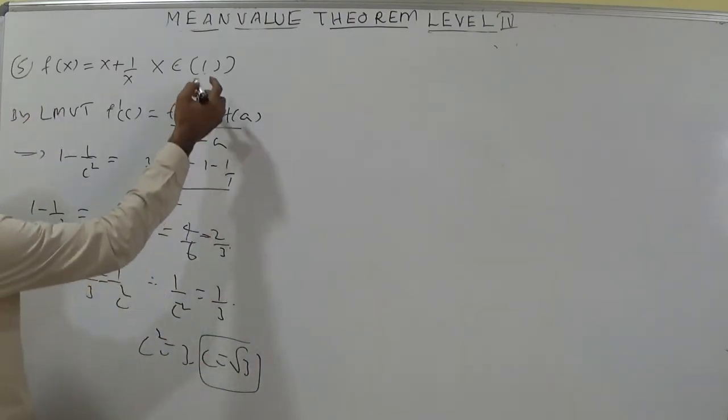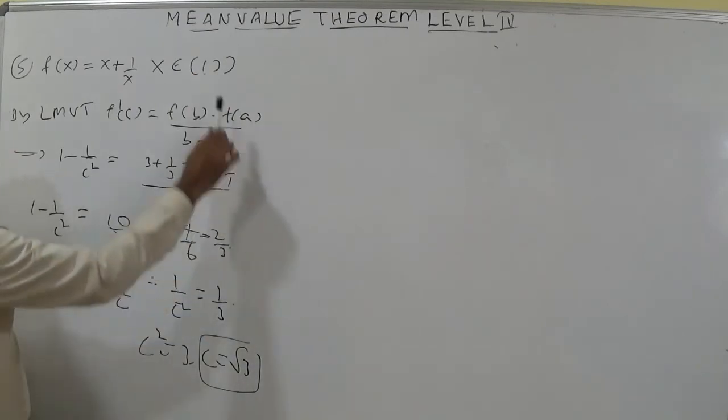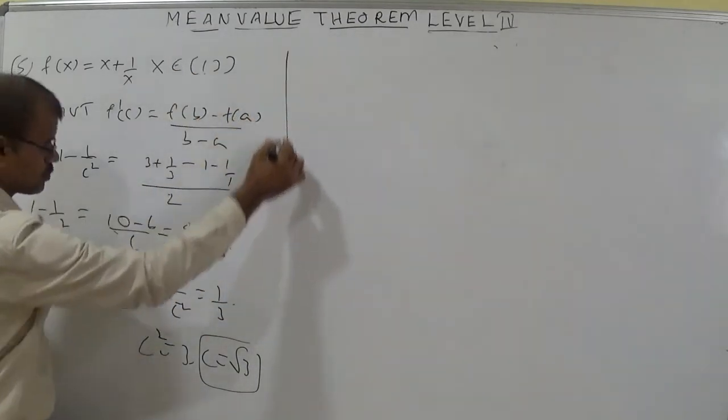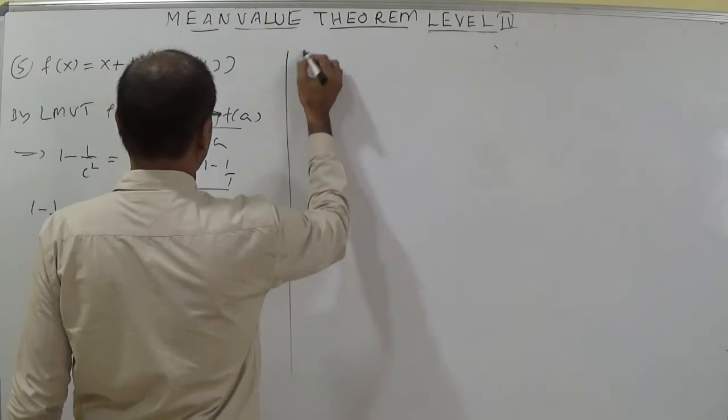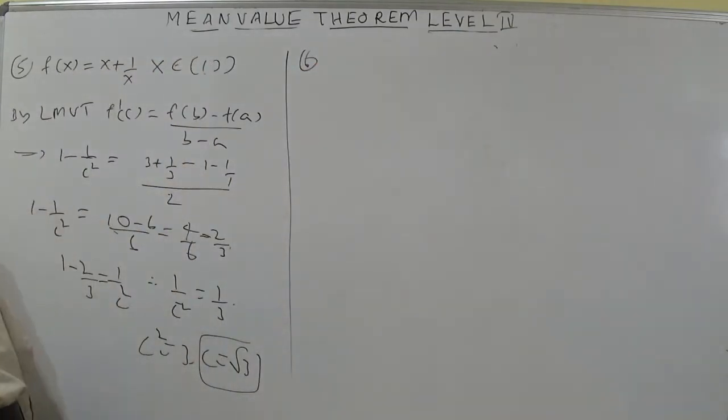The value 1.732 lies between 1 and 3. So root 3 is correct, don't take the negative value. Sixth question.